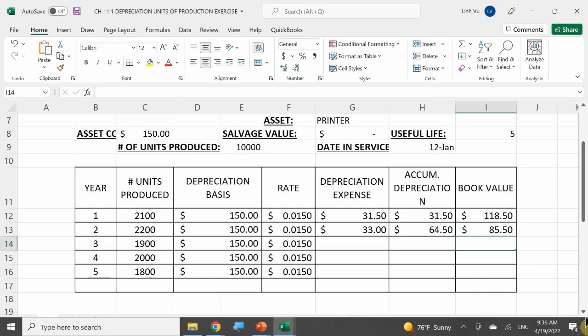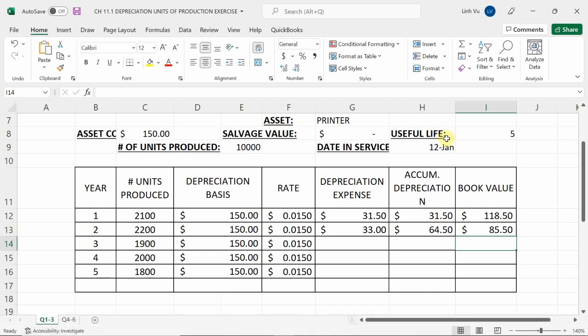What about year 3? If I produced 1,900 units at a penny and a half, how much is my depreciation expense going to be for year 3? $28.50, which is going to give me a total accumulated depreciation of 93. It's the previous 64.50 plus 28.50 gives you 93. So what is my book value then? 57. Good. All right.